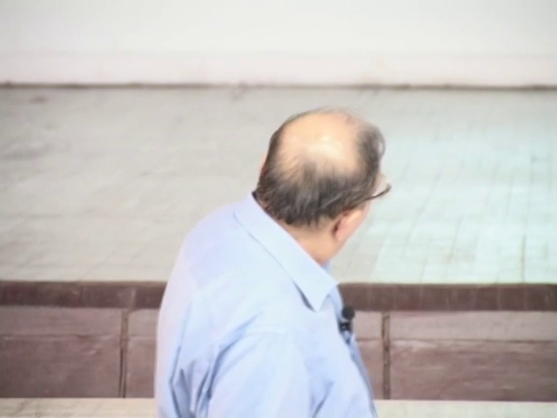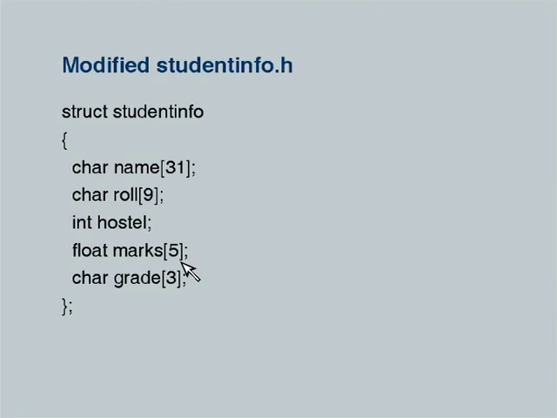Test 1, test 2, test 3, test 4, test 5. And finally, there is a character grade, 2 character grade, A, A, B, etc. Observe that of all these, the first, second, and the fifth components are actually printable character components. All in between that you have are integer numbers and 5 floating point numbers.